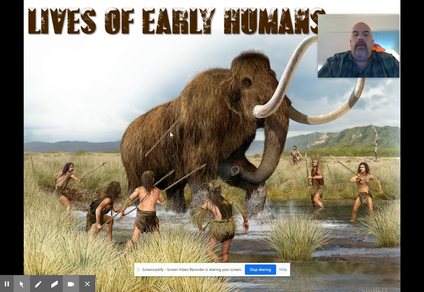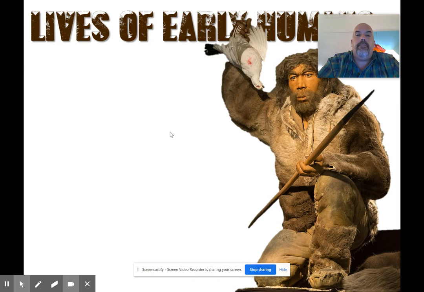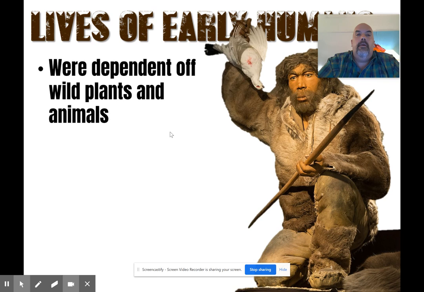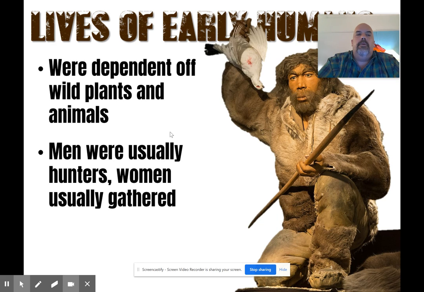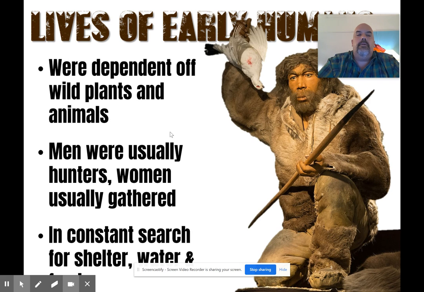Several different ways they hunted in groups. They would also force them off cliffs. Cliff hunting is kind of what they called it. They would force them to run into these little rift valleys and jump off cliffs. Early humans were dependent on wild plants and animals. Men were usually hunters, women usually gathered, and in constant search for shelter, water, and food.